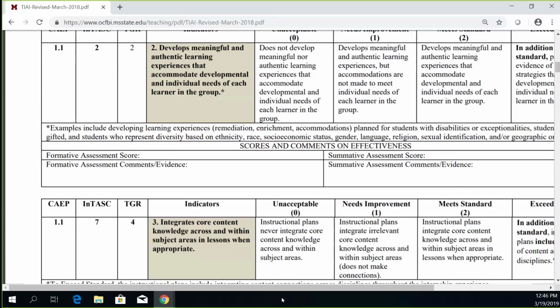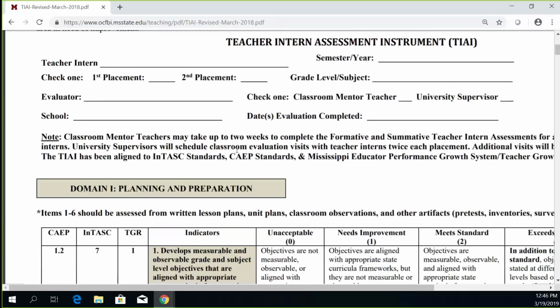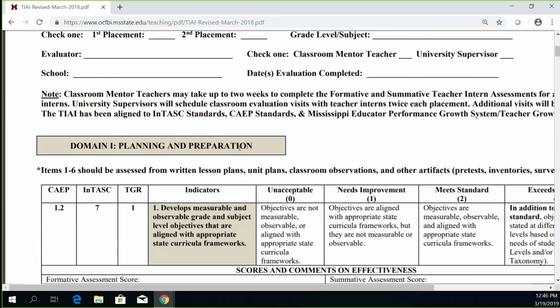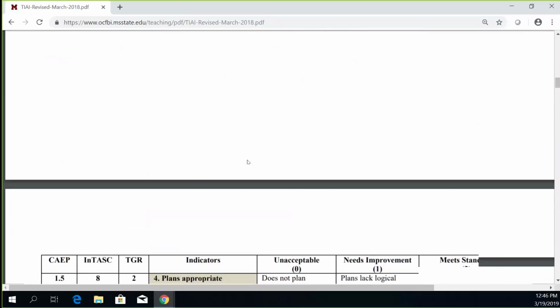But the truth is, Domain 1 should be graded before I even get there. Sometimes you forget to send them to me, so I'll grade them when you're there. No big deal. All right, so Domain 2.